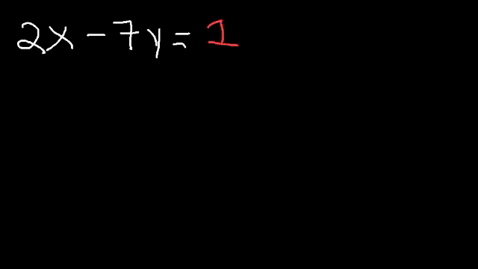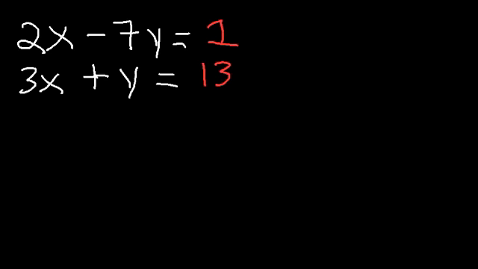Now let's say if we have another equation. 2x minus 7y, and let's say that's equal to 1, and 3x plus y, and let's say that's equal to 13. So go ahead and use Cramer's rule to solve for x and y. Feel free to pause the video and work out this practice problem.